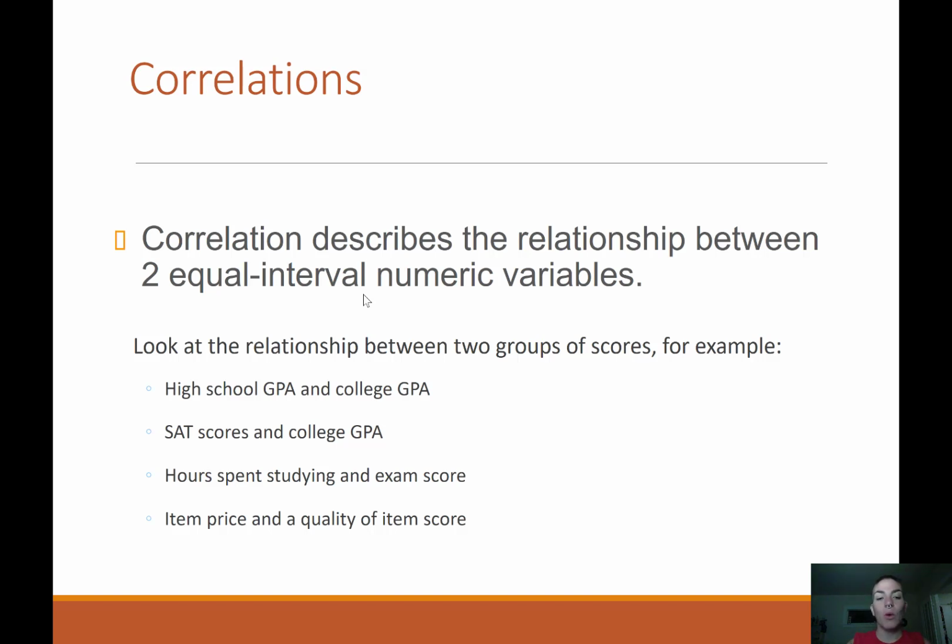Or we could think about a correlation between SAT scores and college GPA. Presumably, those variables should be related. Or hours spent studying, we hope, is related to the exam score. So the number of hours someone spent studying is a numeric variable, and then their exam score is another numeric variable on two different scales, but we can still assess how those two different variables are related to one another.